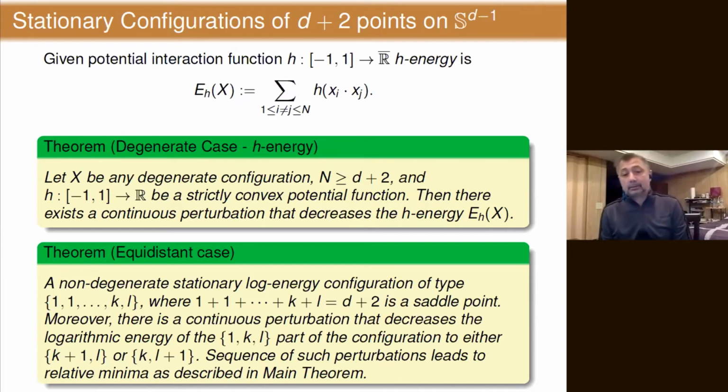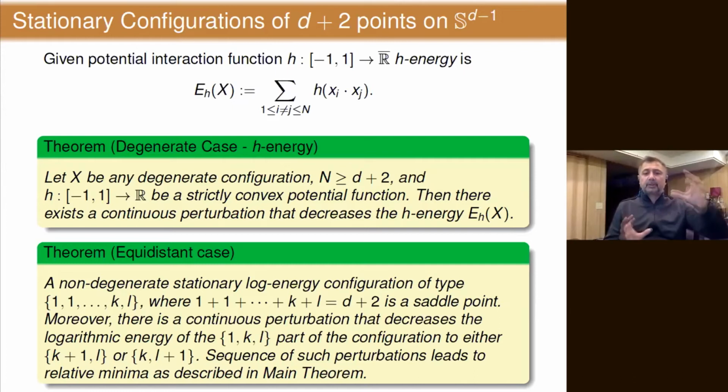So such a non-degenerate stationary log energy configuration is a saddle point. And the way that one can perturb things, let me finish with the statement. Moreover, there is a continuous perturbation that decreases the logarithmic energy of the configuration to either a K plus 1, L or a K, L minus 1 simplex.